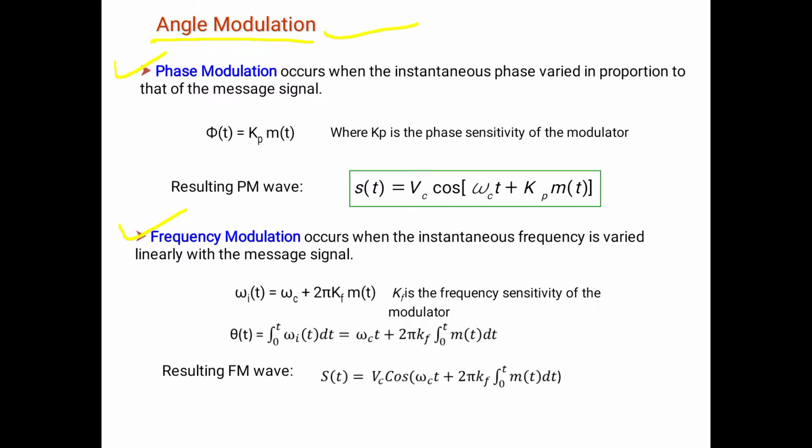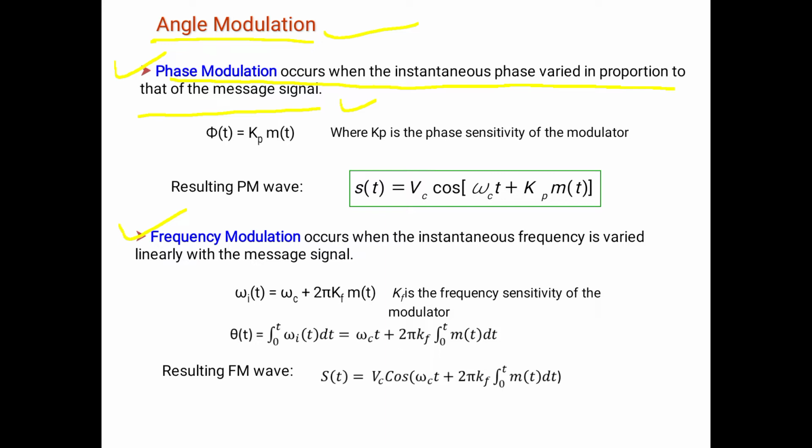First, let's see what is phase modulation. Phase modulation occurs when the instantaneous phase is varied in proportion to the message signal. In phase modulation, in order to perform the modulation, we need a carrier signal as well as a message signal. Here, the phase of the carrier is instantaneously changing in accordance with the amplitude of the message signal, that is known as phase modulation. Now, in order to perform phase modulation we need the instantaneous phase value.